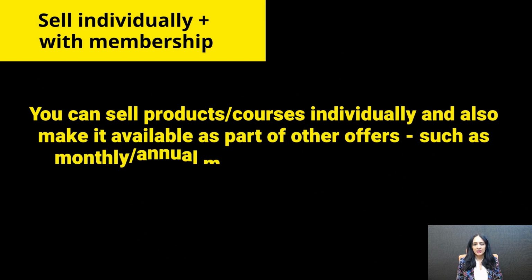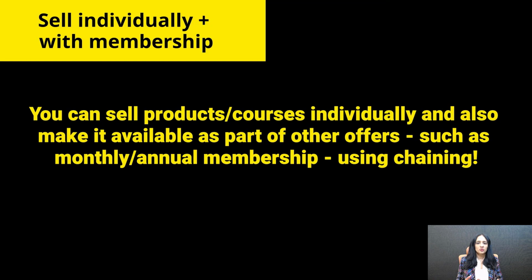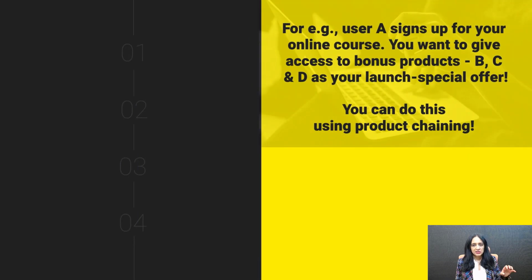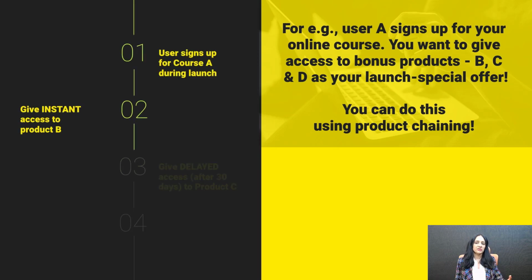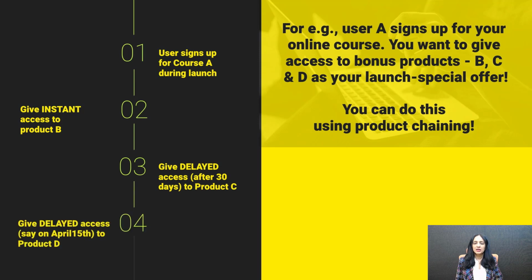Say that you have an online course and you're doing a launch and you want to offer all of these other products as a bonus. When someone signs up for this course, you have all these other products and trainings, and you want to offer them for free when someone signs up for your online course. You can do this using the product chaining feature. You can say when someone signs up for this online course, automatically give them access to all of these other products or trainings. You can decide what they get access to when they sign up.